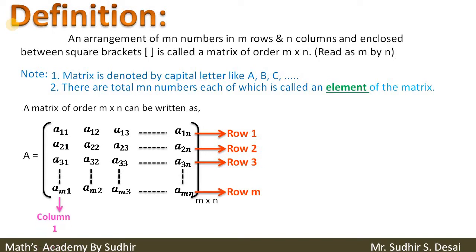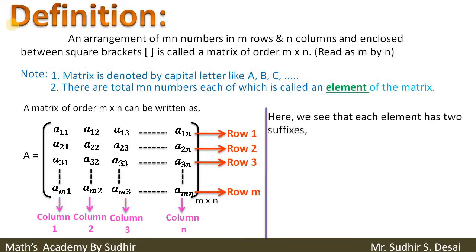Now let's see what are the elements of column 1. A11, A21, A31 and so on AM1. These are the elements of column 1. Similarly, these are the elements of column 2. These are the elements of column 3 and so on. These are the elements of column n. Here you can observe that each element has two suffixes. Out of that, first indicates the row and second indicates the column.